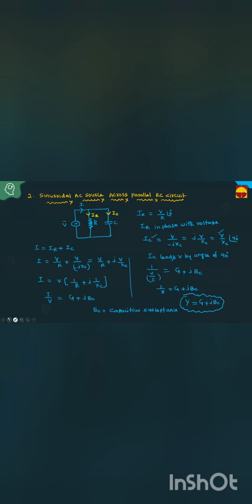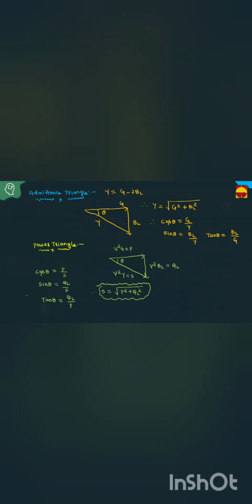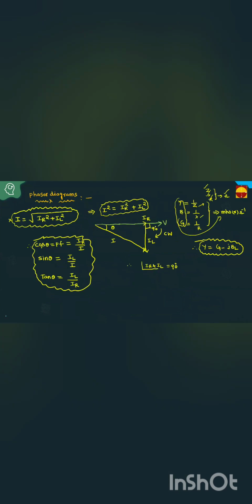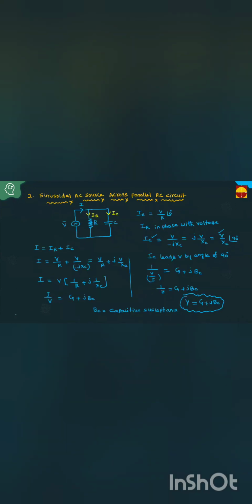Important observation: in a parallel RL circuit, the susceptance is negative, minus j into, that is the imaginary part is negative. But here, the susceptance is positive, the imaginary part is positive. So Y equals G plus j into BC. Clear? So these are the observations in the RC circuit.